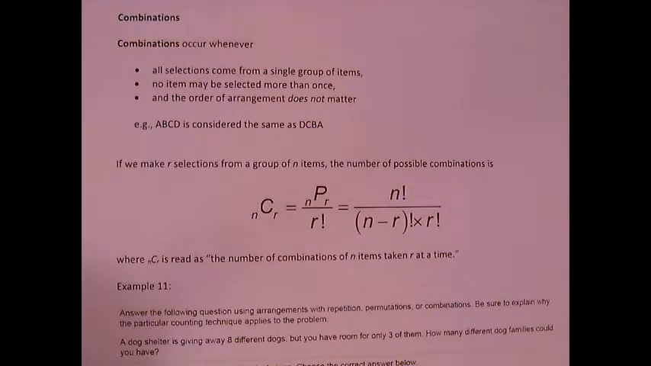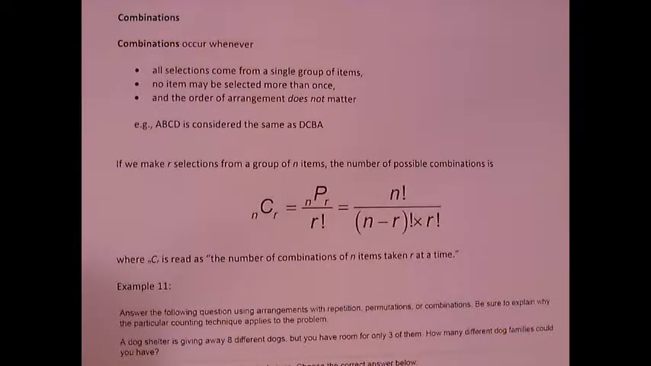Now here combinations occur whenever all selections come from a single group of items, no item may be selected more than once, and the order of the arrangement does not matter. So for example, ABCD is considered to be the same as DCBA.